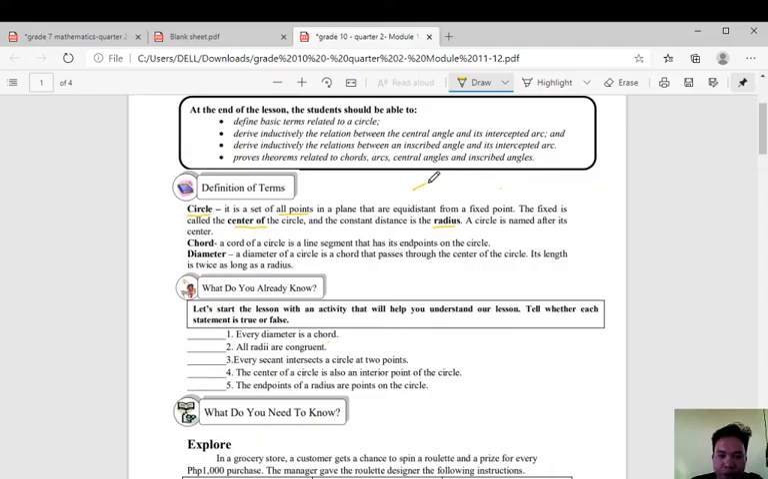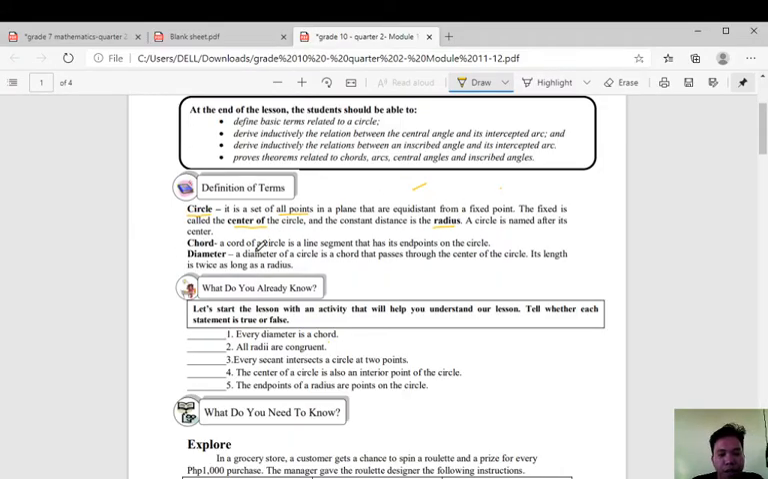It says that all points around that fixed point, which are equidistant from it, form a circle. Okay? So for example, you have a nail here and this is a rope, and you turn this rope in a circular manner, then you can form a circle, and that's how the circle is formed.